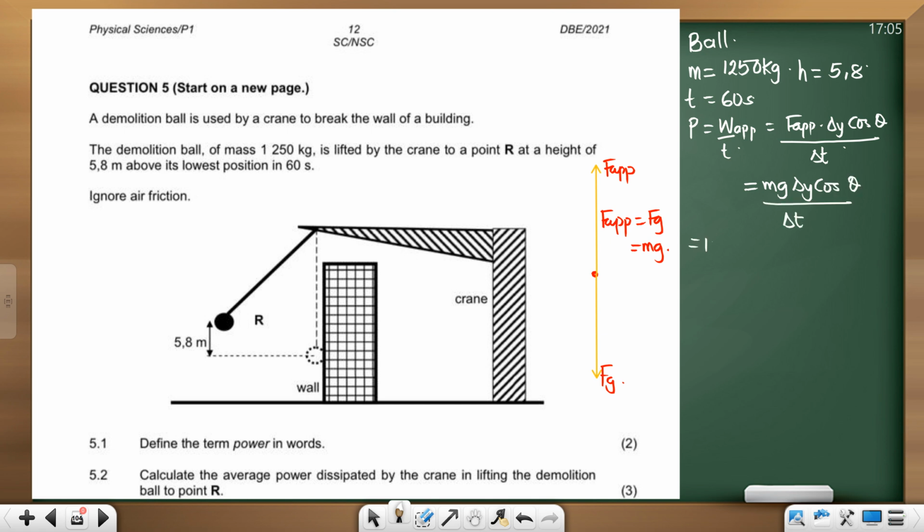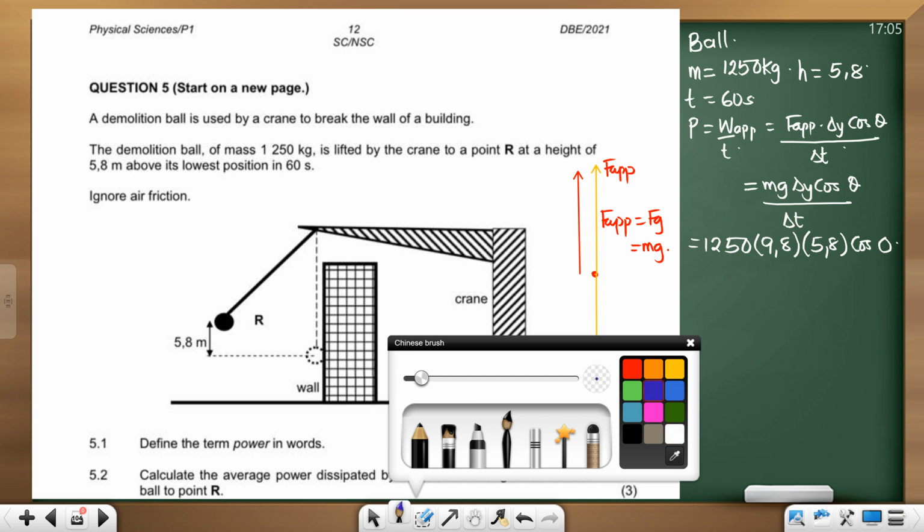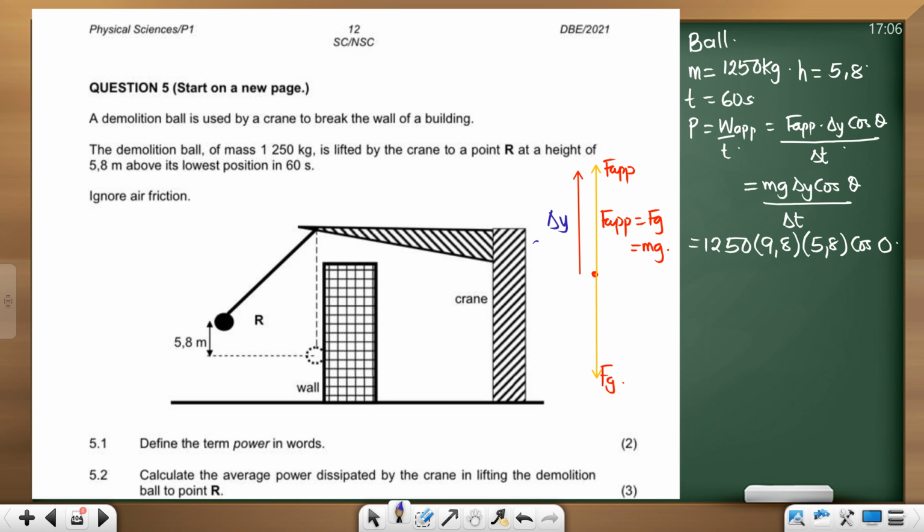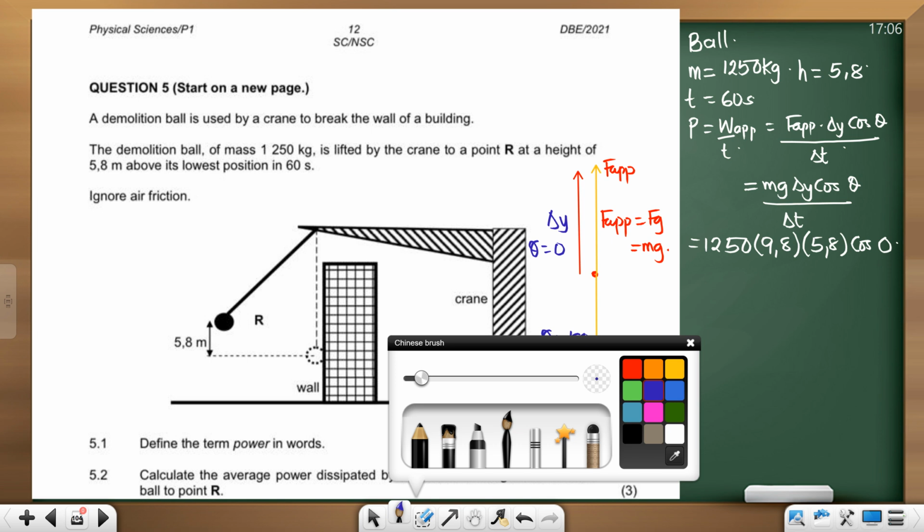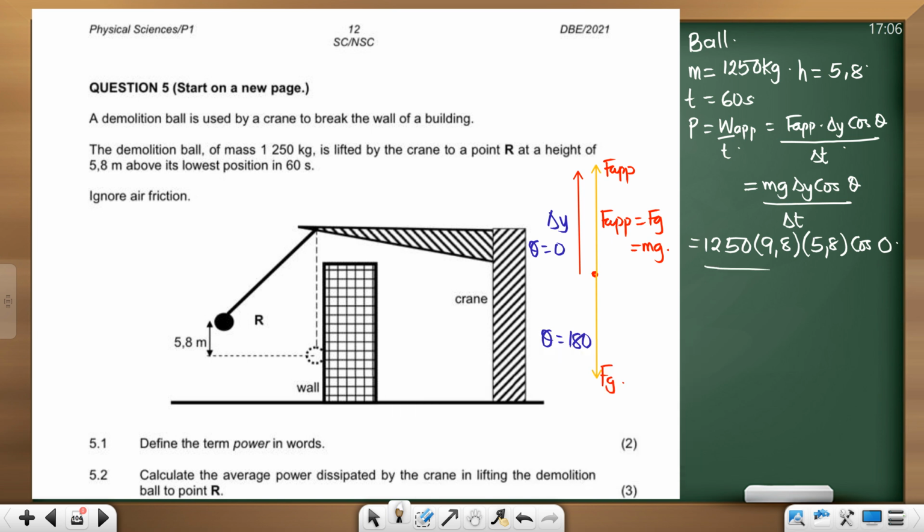What is the mass? 1250. What is g? 9.8. What is delta y? Now, what is the angle? Please, this angle is 0. Why? The object is moving up, and the force that we are using is also moving up in the same direction. Theta is 0. Here, theta will be what? 180. Take note of that. And time, what is our time? Time is 60 seconds.